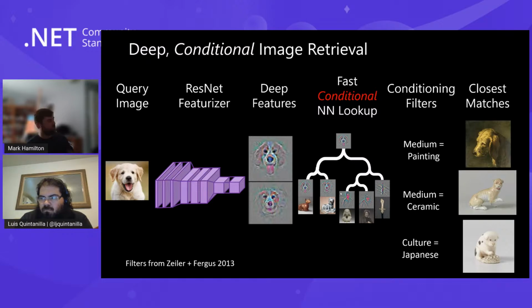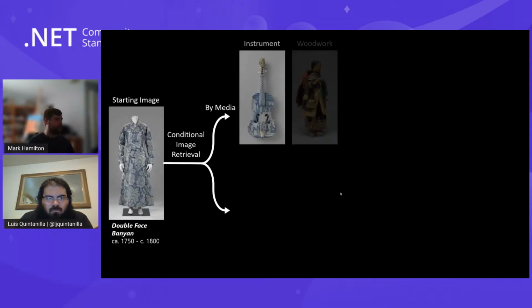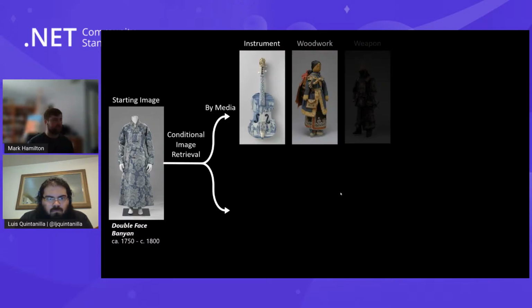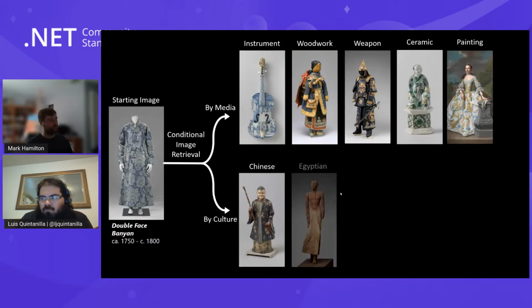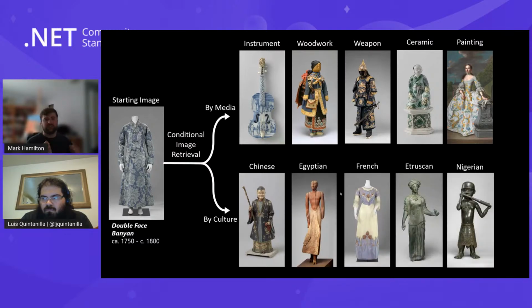So now we can take an image from the Metropolitan Museum of Art and find the closest musical instrument, the closest woodwork, the closest weapon, the closest thing in the Egyptian collection. And these rediscover these uncanny pairs. You take a blue and white floral garment and you find a beautiful blue and white porcelain violin.